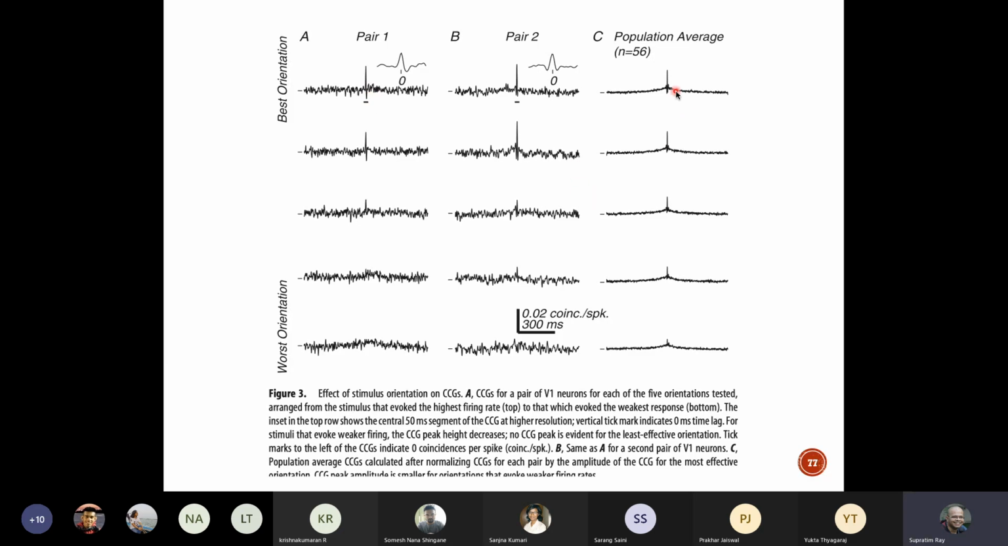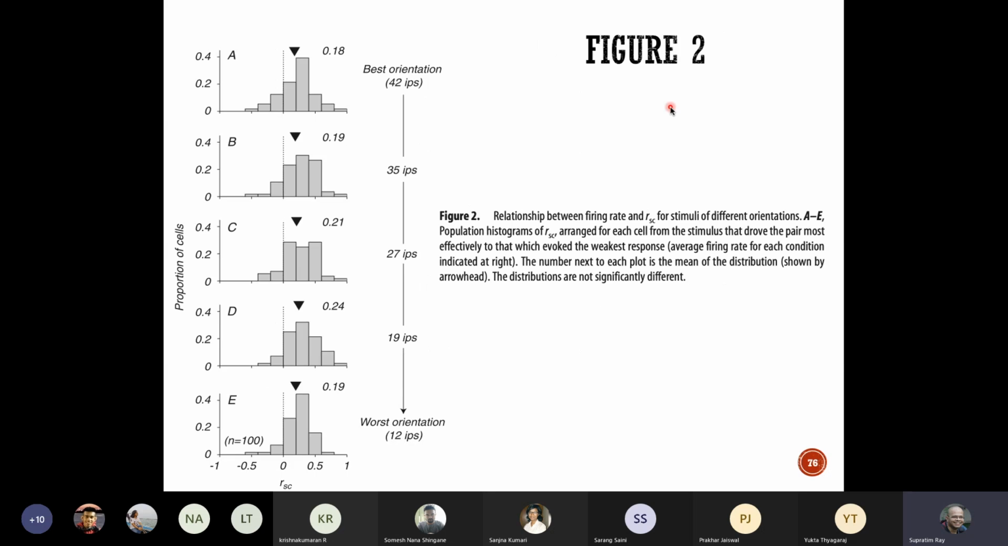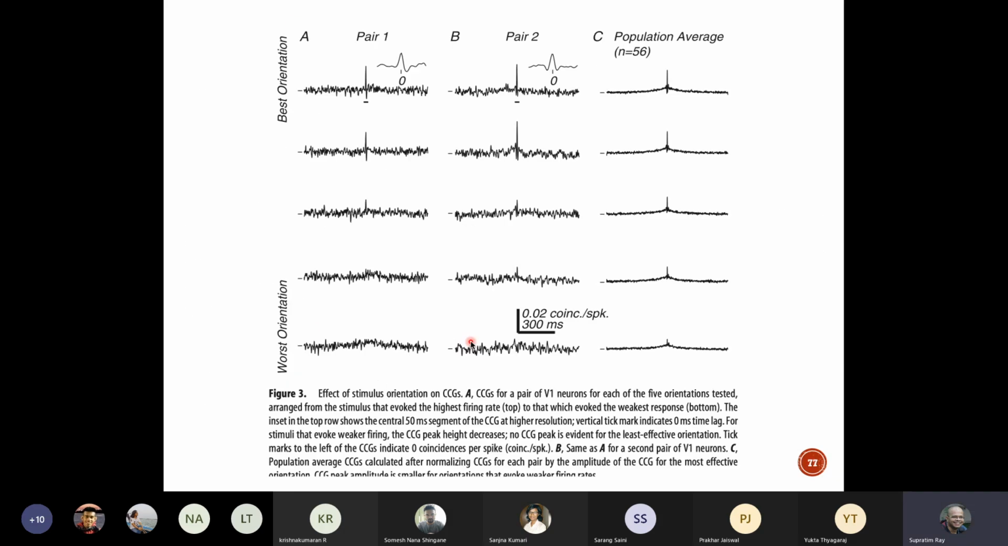Okay, so the cross correlation does show a bit of a peak for the best orientation, but it sort of goes away for the worst orientation. So now you might ask, hey, how is it the case that I'm seeing a peak here, but the spike count correlations aren't changing? How come the spike count correlations are about the same, but the cross correlation function looks different?